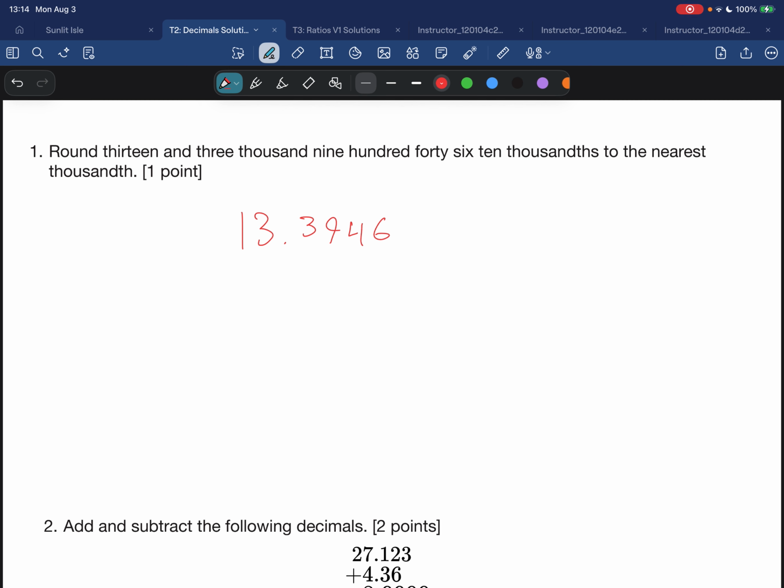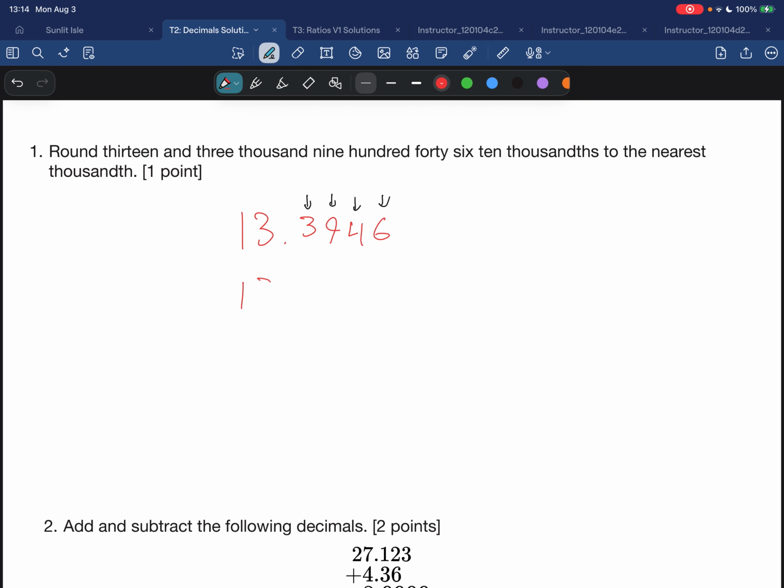I even wrote it correctly. So I'm told I have 3,946 10,000ths. Here I have the tens column, hundreds, thousandths, and 10,000ths. My last digit there is in the 10,000ths place. So yes, we are good. We did write it correctly. I did also mention that the 4 is in the thousandths place. Conveniently, that is what we are rounding for.